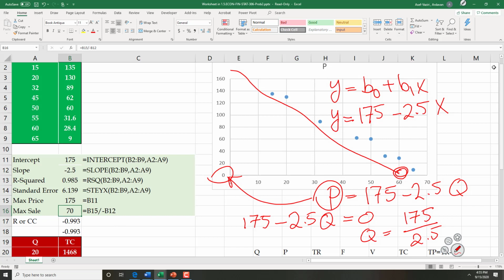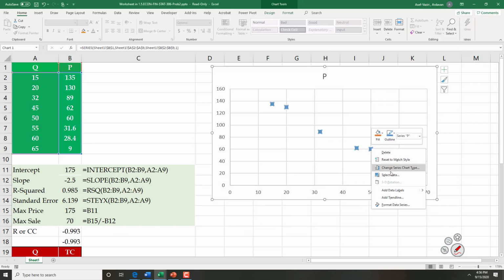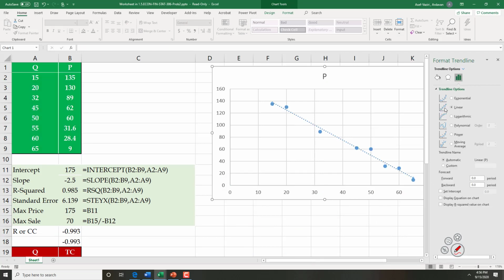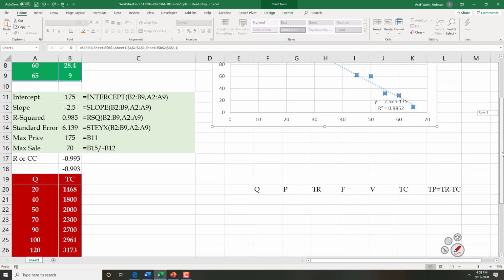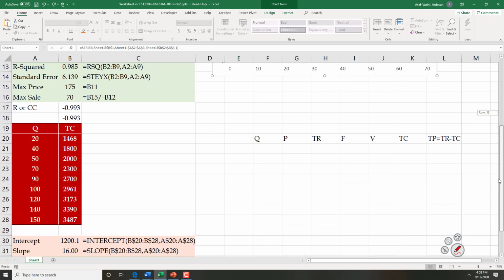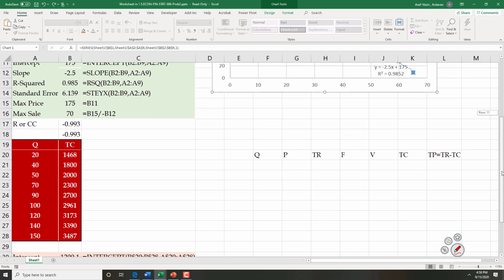So now I have all this data. I can also use this, add trend line, and click on linear. That line would be there. Display equation and display R square. Those data I can obtain here too, but I like this procedure better. Now I can repeat the same procedure down here.